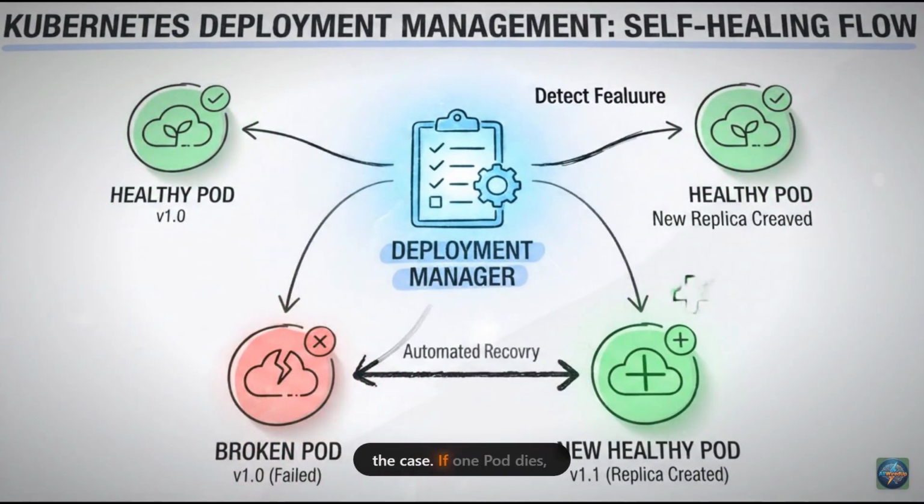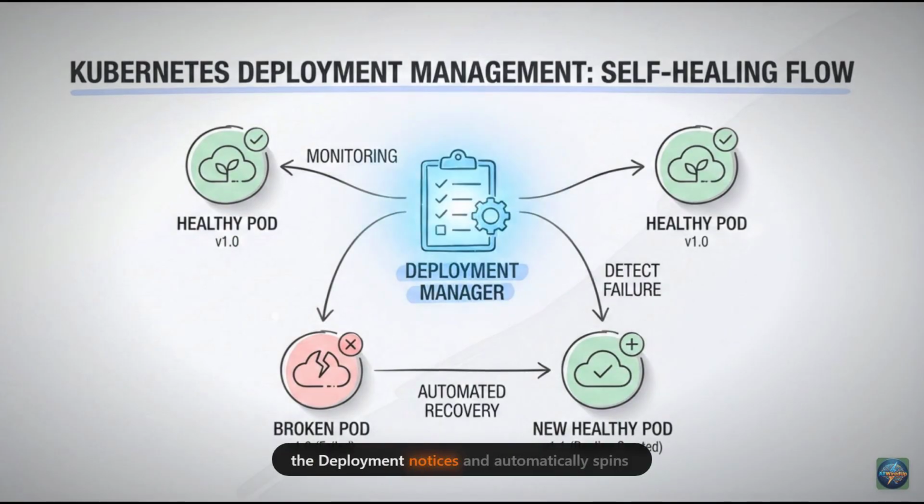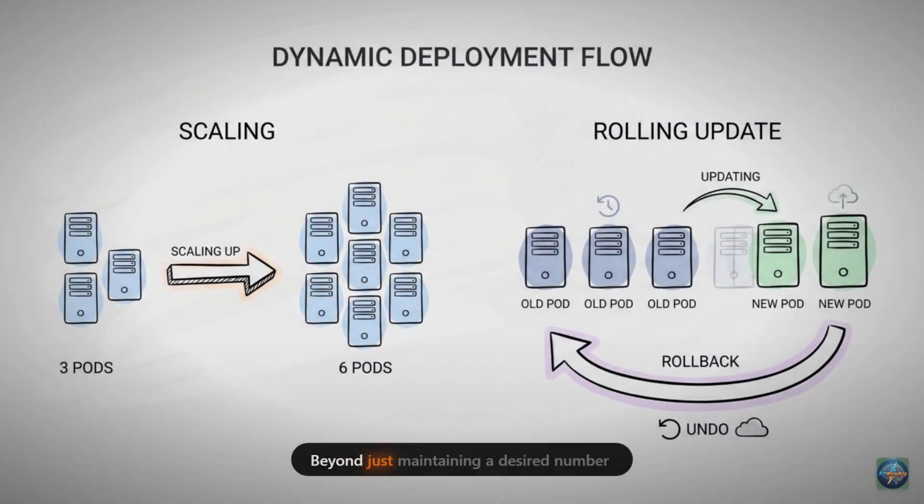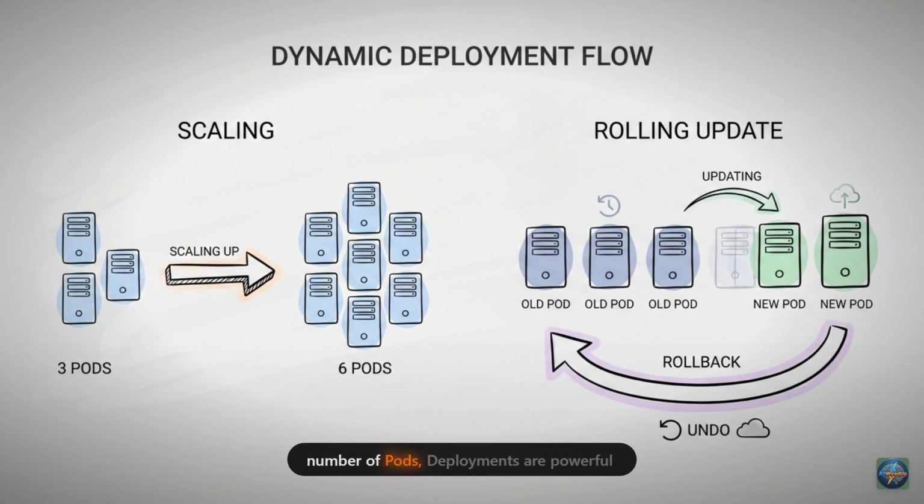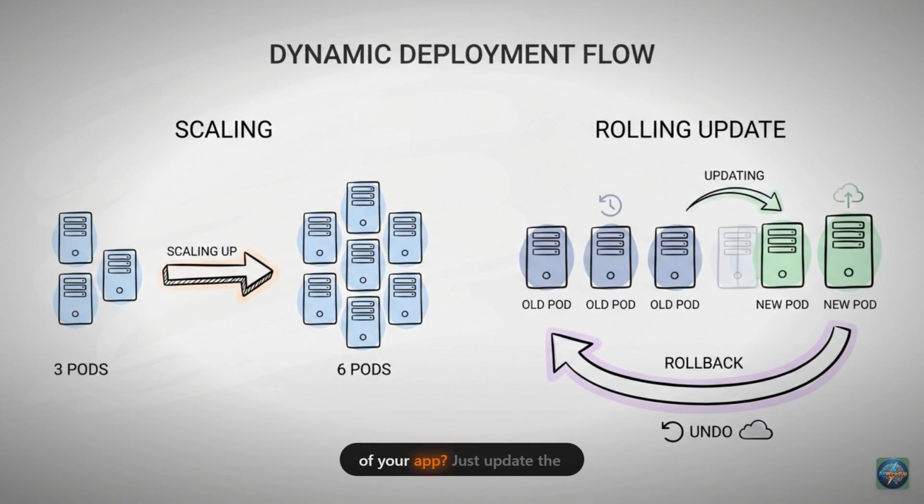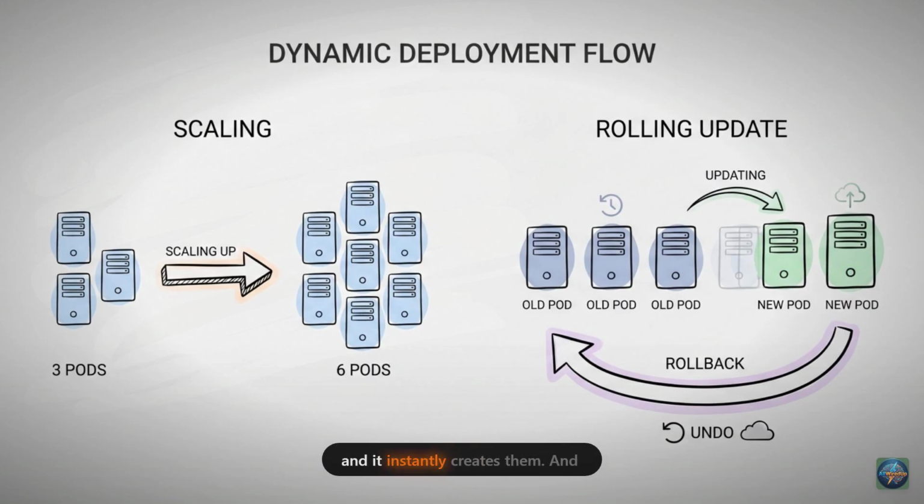If one pod dies, the deployment notices and automatically spins up a replacement. It's self-healing at its best. Beyond just maintaining a desired number of pods, deployments are powerful for scaling. Need 5 more copies of your app? Just update the deployment, and it instantly creates them.